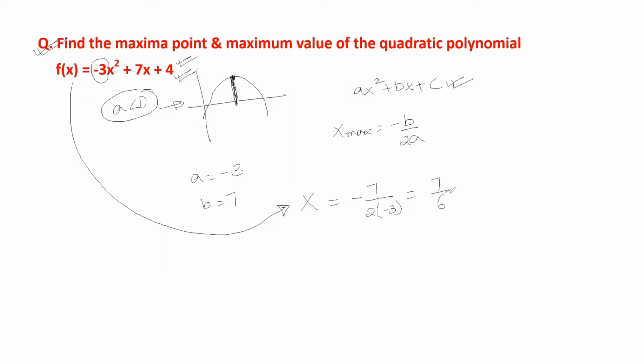Now, to find the maximum value, we can directly put x equal to 7 by 6 in this quadratic polynomial, which will give us the value of y to be minus 3 into (7 by 6) whole square plus 7 into 7 by 6 plus 4. And if we simplify this, the value would be 97 by 12. So the maxima point for this quadratic polynomial is 7 by 6 and the maximum value is 97 by 12. So we can directly use x equal to minus b by 2a to find the maxima or minima point, and we can use this value in the quadratic polynomial to find the maxima or minimum value.